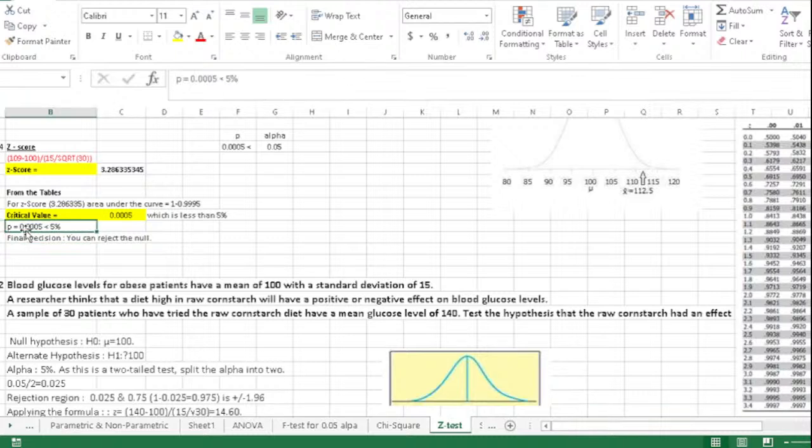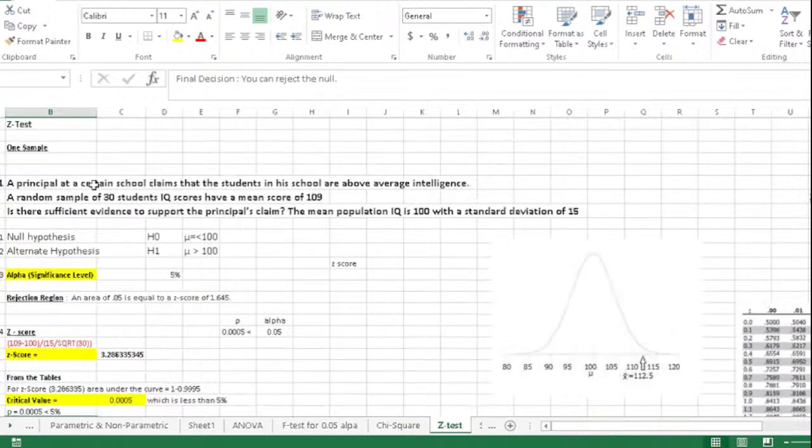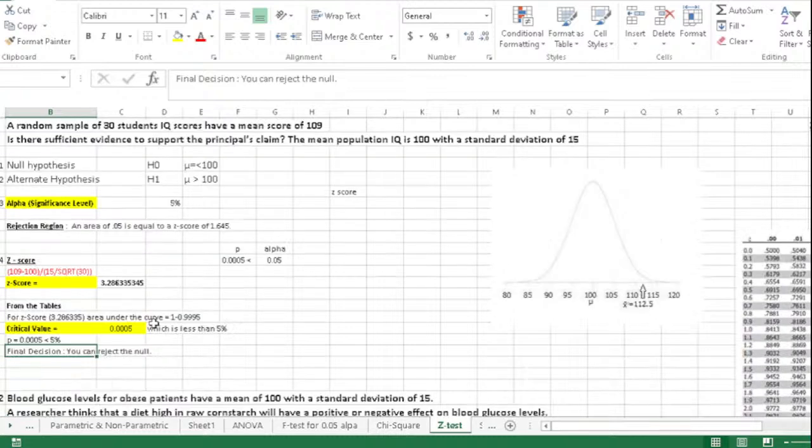So p value is 0.0005, which is far less than alpha. Hence we reject the null, because p is less than alpha. So we reject the null, and we say that the principal claim is correct, because the mean score of the 30 students is 109, so the principal claim is correct, and we will go with the alternate hypothesis, okay?